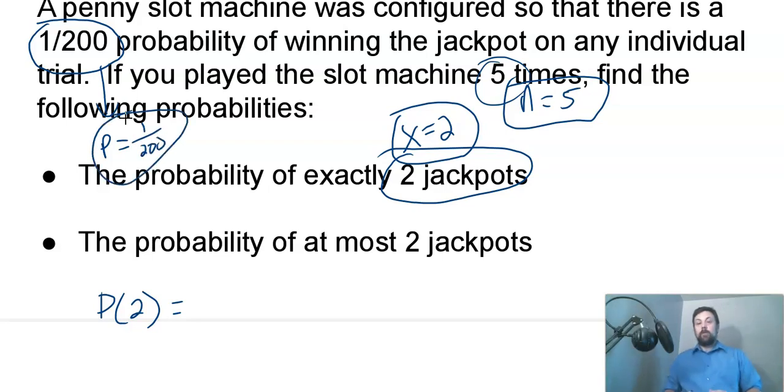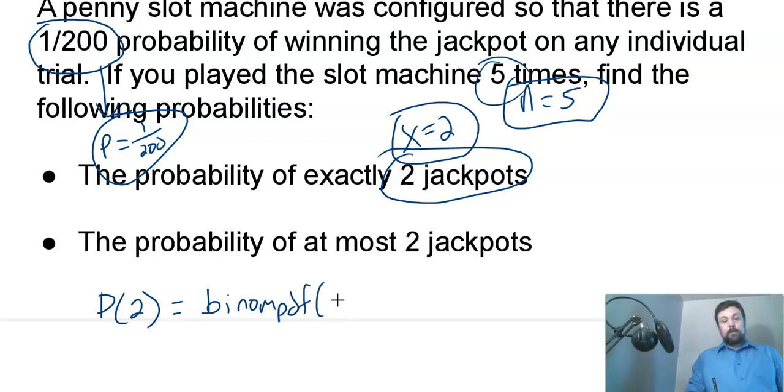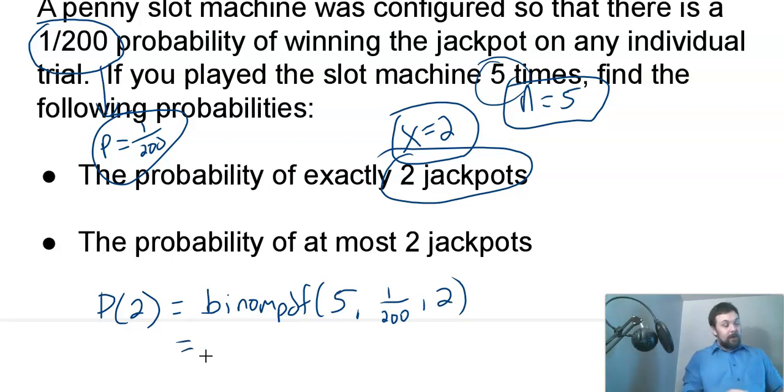So once you've identified all those values, you can use binom PDF. N goes first, which is 5. N is equal to 5. Then we put the probability of a success on any one trial, which is 1 out of 200. Then we put the number of successes, which is 2. And then that's going to give us our answer. So let's go ahead and do that. Second distribution, binomial PDF, 5, comma 1 divided by 200, comma 2.